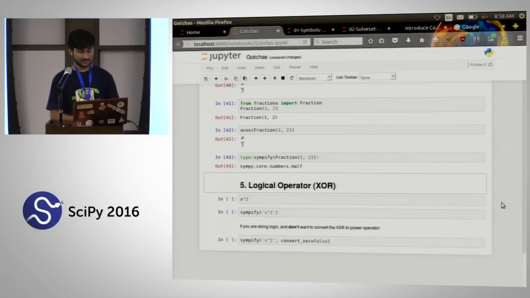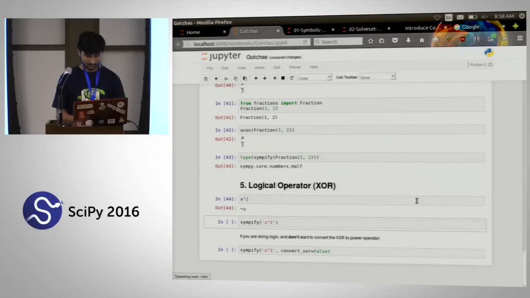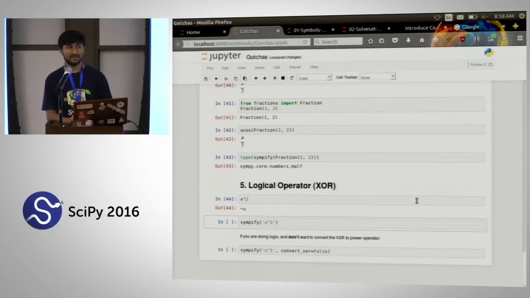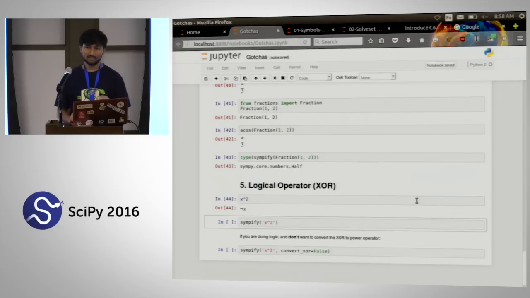So there's another gotcha here, the logical operator. This XOR, a lot of people write this as a square in mathematics. But this is not actually a square, the caret symbol. This is a logical operator. And in Python, it is also a logical operator. So SymPy doesn't try to manipulate what is default in Python. SymPy tries to follow Python idioms whenever possible.